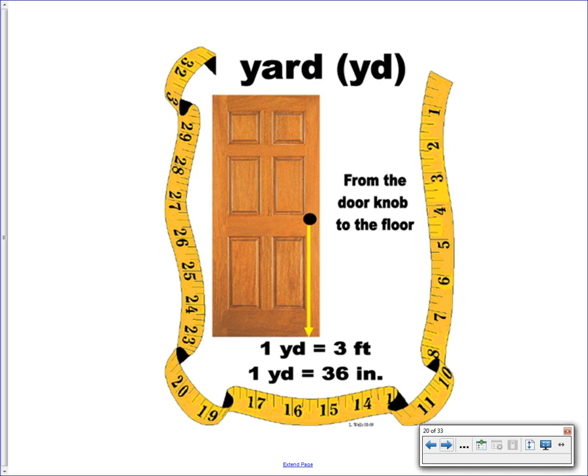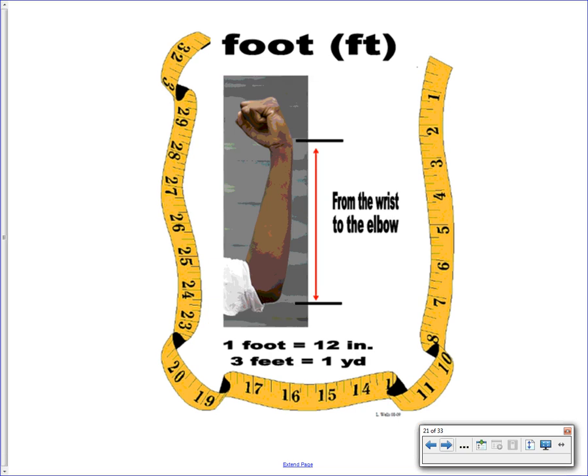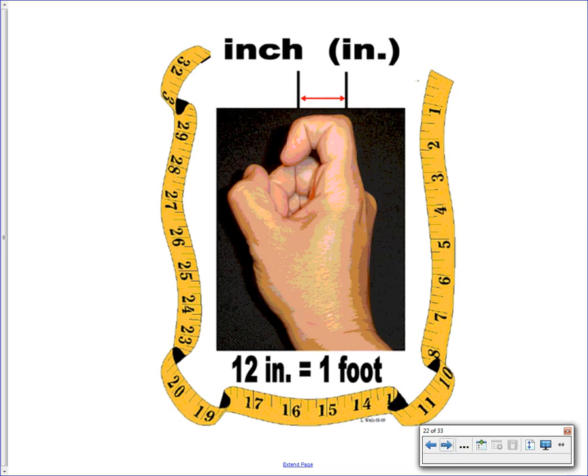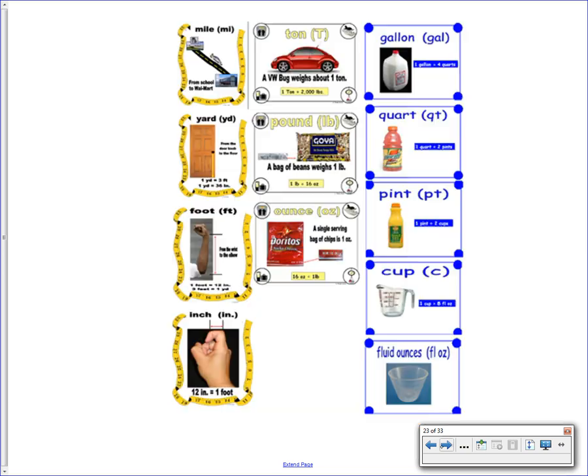A yard. Again, same as what we said for a meter. A yard is from the floor to the doorknob. 1 yard equals 3 feet or 36 inches. A foot. It's from your wrist to your elbow. 1 foot is 12 inches, and 3 feet equals 1 yard. An inch is from knuckle to knuckle. 12 of these inches equals 1 foot. And that covers our length.